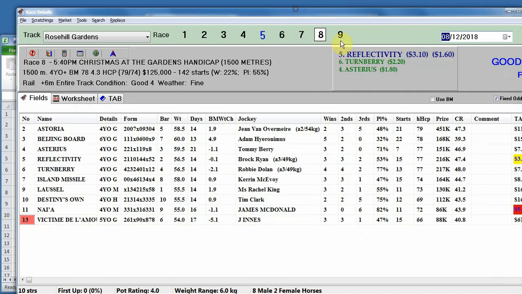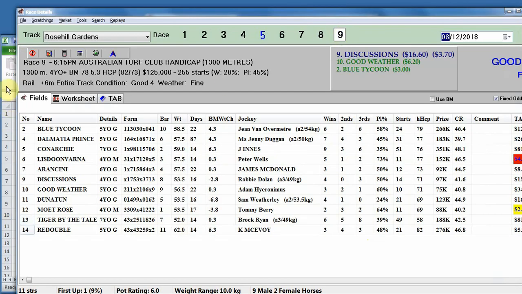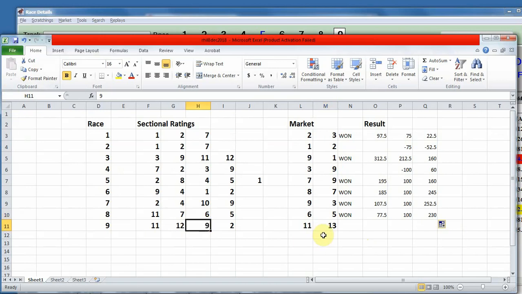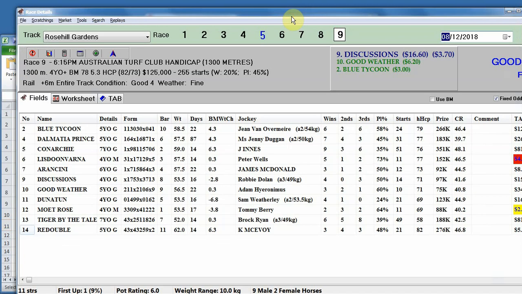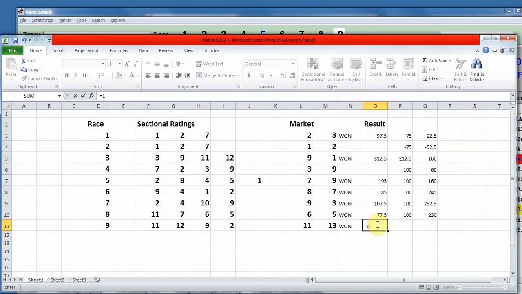Race 9. Number 9. Bingo. We've got that one as well. Okay, $16.60. That's a very nice result. So there you have it. Does that look right? 315. So there you have it, $545 profit, taking 4 horses in each race.